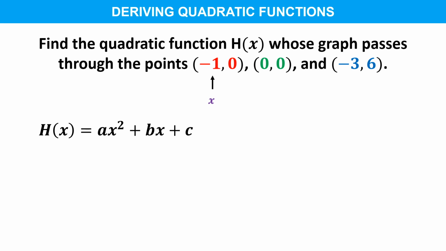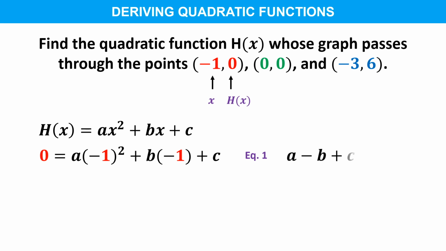This implies that we can replace x with the abscissa negative 1 and h of x with the ordinate 0 to form our first equation. 0 is equal to a times negative 1 squared plus b times negative 1 plus c, which when simplified is equivalent to a minus b plus c is equal to 0.